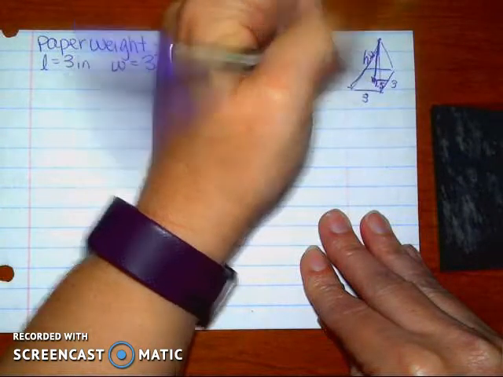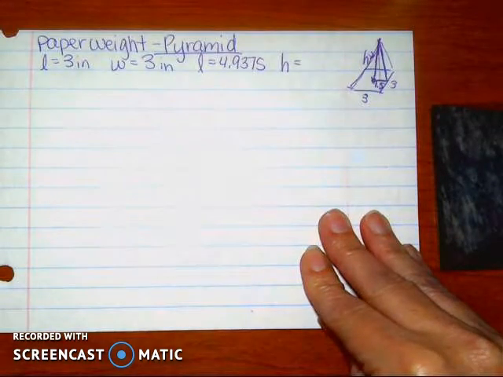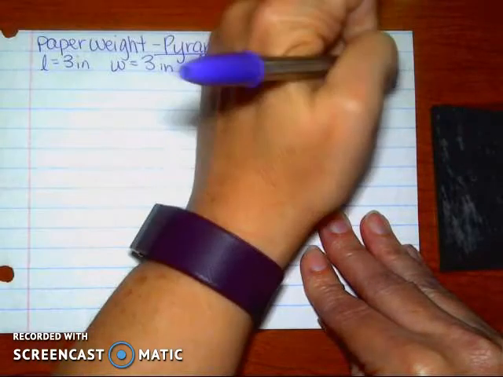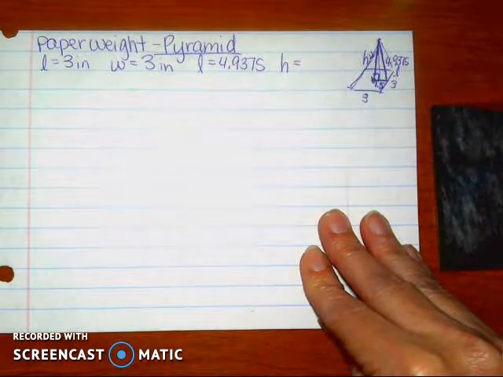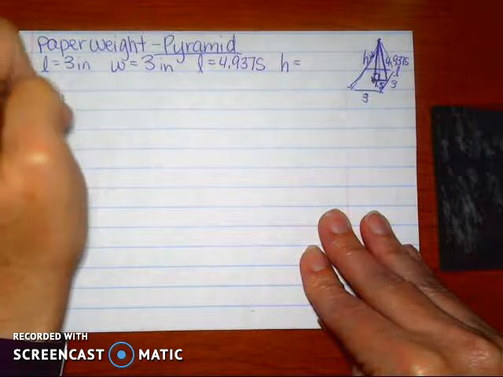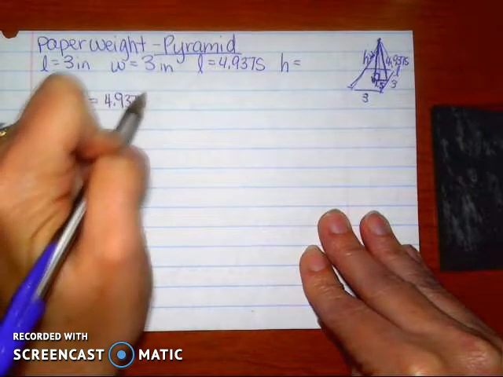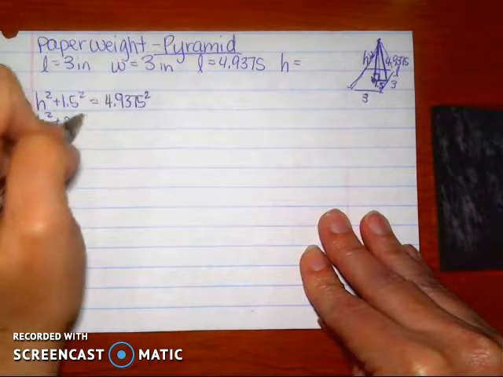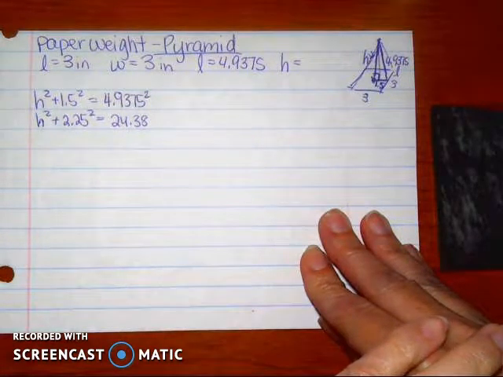Okay, so whatever half your base is, that's going to be your leg of your right triangle, because those are going to be perpendicular. Okay, then I have that face of the triangle, which I measured to be 4.9375. That's the slant height. So again, I'm going to use Pythagorean Theorem. So this time I'm going to have the height squared plus 1.5 squared equals 4.9375 squared. Okay, that's going to give me h squared plus 2.25, and that's going to give me about 24.38 when I square the 4.9375.